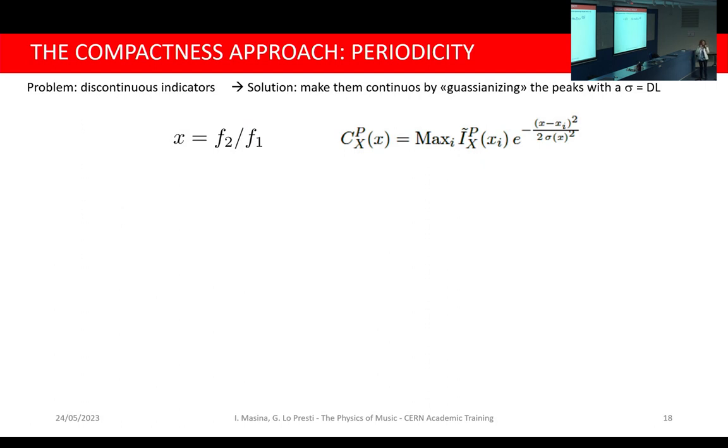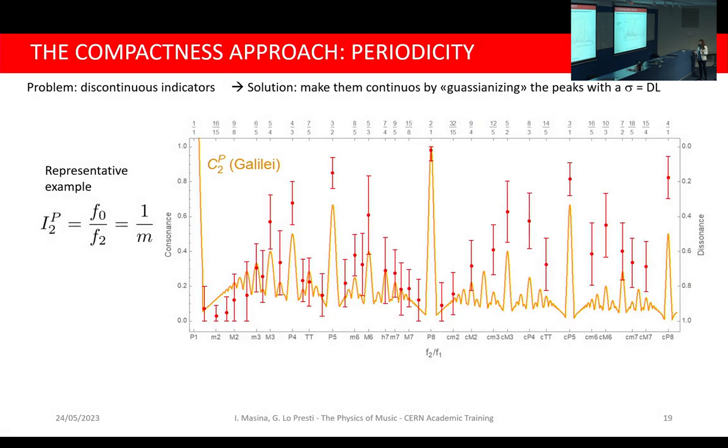And this is, let's say, a postdiction, because it is associated to the discrimination limen of our ear. Okay, how does it look in this way? This is a representative example. The others are quite similar in the category of periodicity. So this is the Galilei indicator, in honor of Galilei, even though it was not really phrased in this sense by Galilei. And you see, well, one can be quite happy.